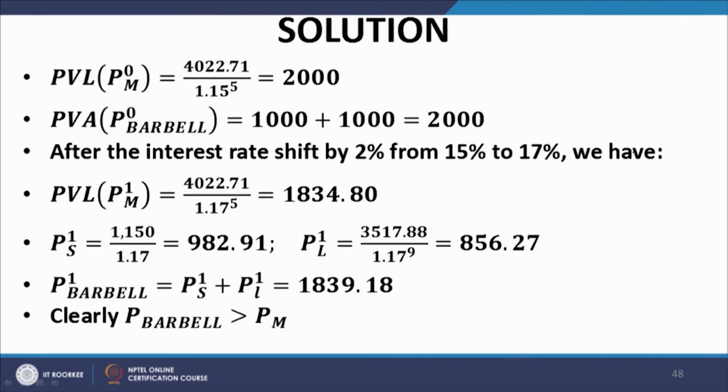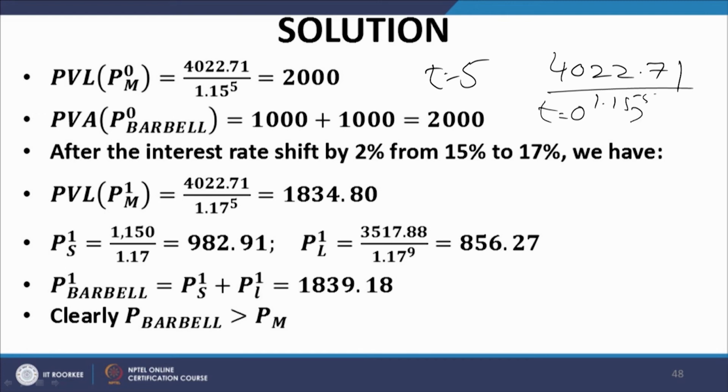Now, what is the t equal to 0 value of the liability? It is given that the value at t equal to 5 is 4022.71, and it is also given that the YTM of this liability is 15%. This is a zero coupon liability, so there are no intermediate coupons, and that means that today's value of this liability, the t equal to 0 value, turns out to be 2000.